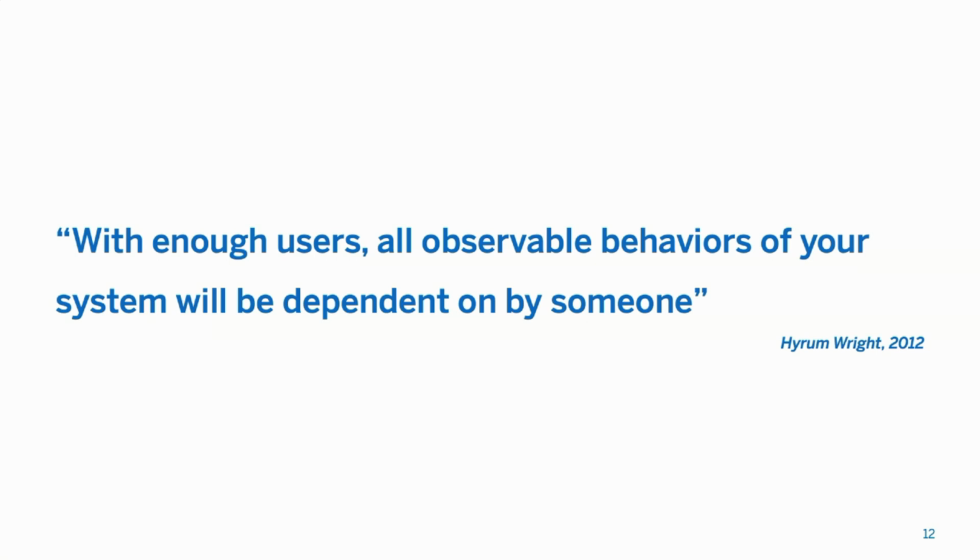Which made me also think about this interesting principle: with enough users, all observable behaviors of your system will be depended on by someone. I don't know how many know about this one. It's not as famous as Murphy's Law, okay, but it's a real one, no? So my API has been working that way for ages.